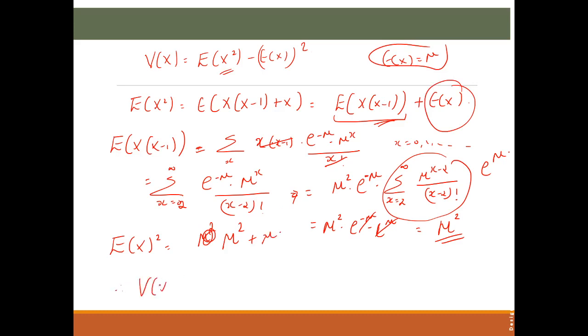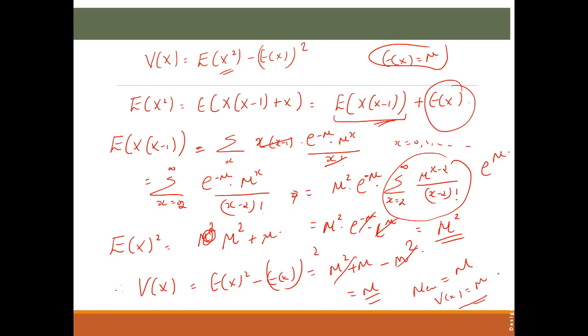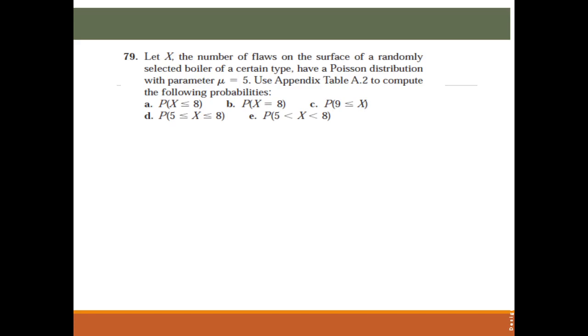Therefore, variance of x equal to E of x square minus E of x all square, which is equal to mu square plus mu minus mu square. This and this get cancelled. Therefore, the answer is mu. Thus, mean equal to mu and variance equal to mu. So both mean and variance of a Poisson random variable is mu itself. So now let us do a problem, and we can conclude today's lecture by doing this problem.